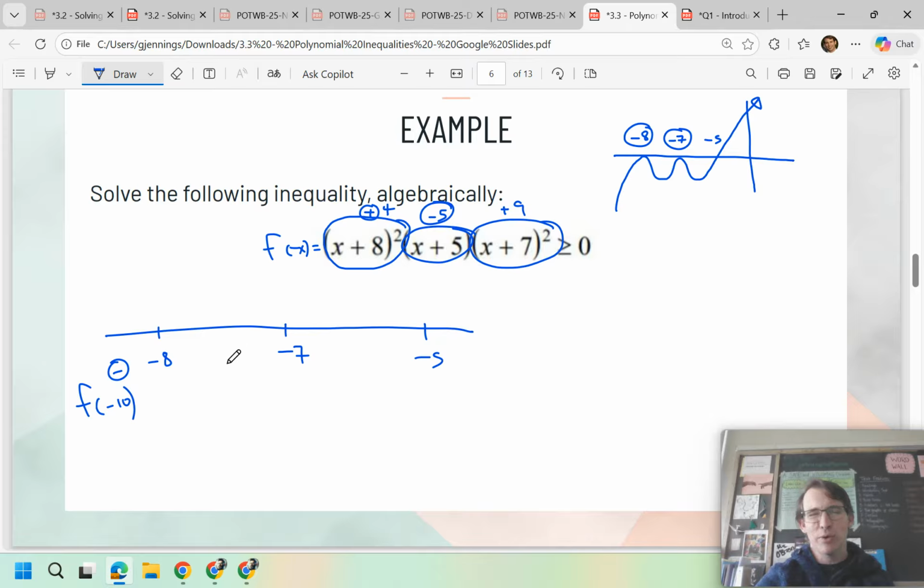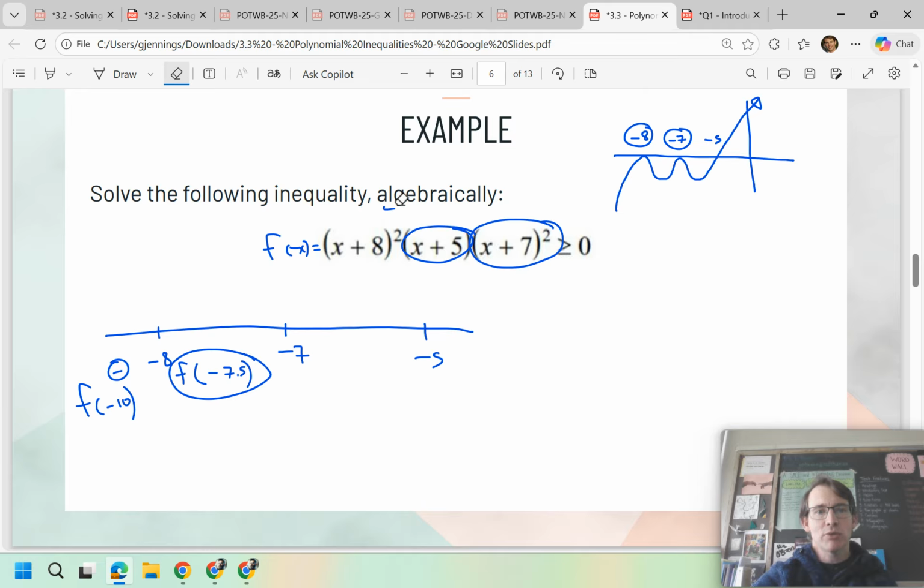And I could test one, but do I really want to? Yes, I really want to. Okay, minus 7.5. Let's test f at minus 7.5. All right, here's what my test would look like. It's actually not that bad. Don't worry. This is 1/2 squared, this is 1/4. This is 1/2 squared. It's negative 1/2 squared, which is also positive 1/4.